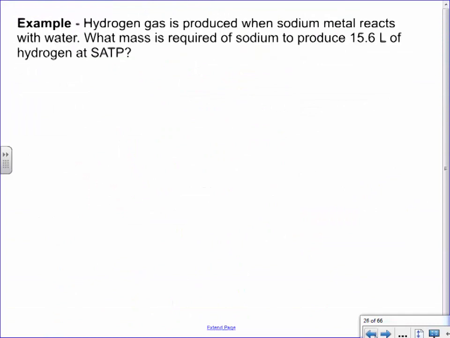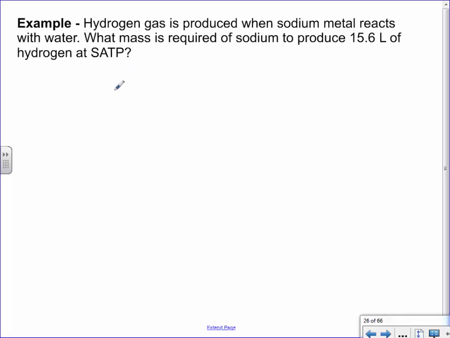Let's try an example. Question. Hydrogen gas is produced when you react sodium metal with water. How much sodium is required to produce 15.6 liters of hydrogen? So the twist here is that rather than me giving you a grams number, I'm starting off by giving you a liters number. The same basic principles apply. You just need to make one slight little twist.